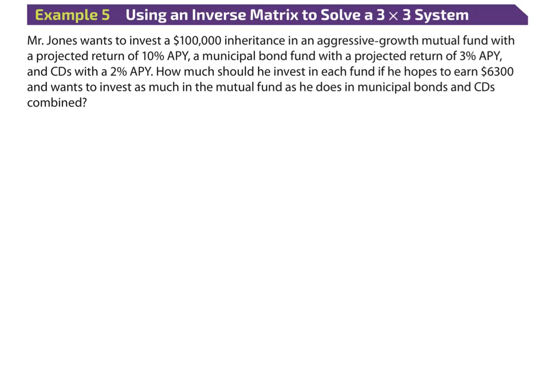Mr. Jones wants to invest $100,000 inheritance into an aggressive growth mutual fund with a projected return of 10% APR, a municipal bond fund with a projected return of 3%, and CDs with a 2% APR. How much do you invest in each fund if he hopes to earn $6,300 and wants to invest as much in the mutual funds as he does in municipal bonds and CDs combined?